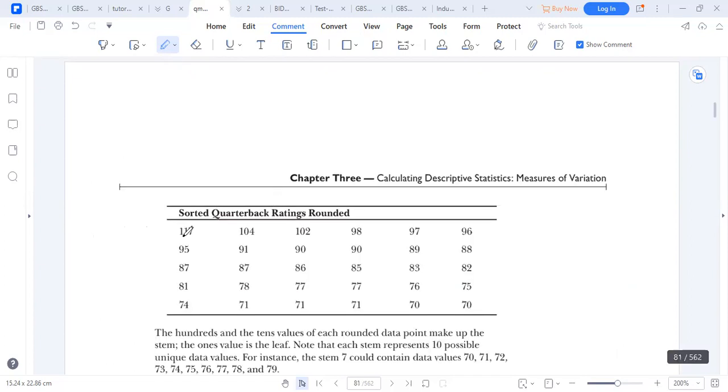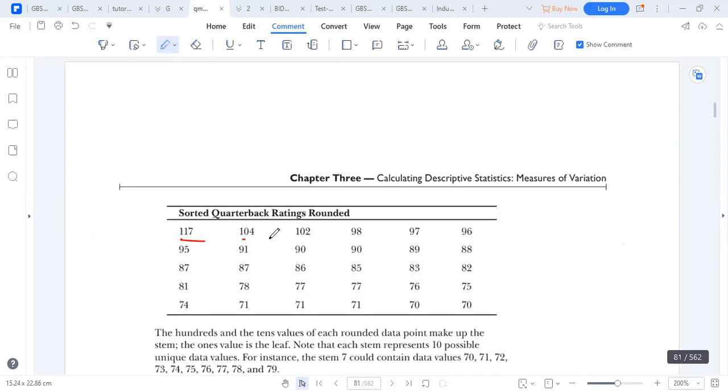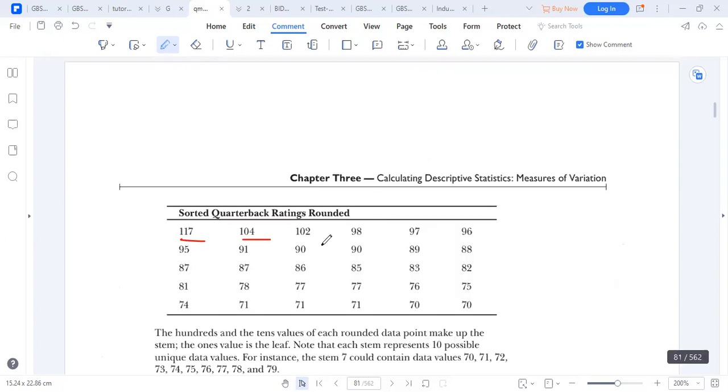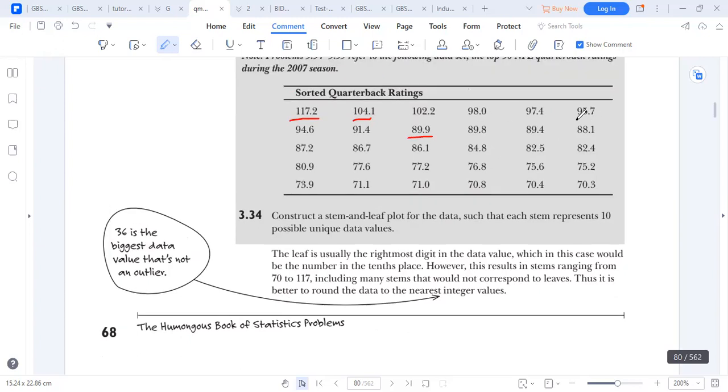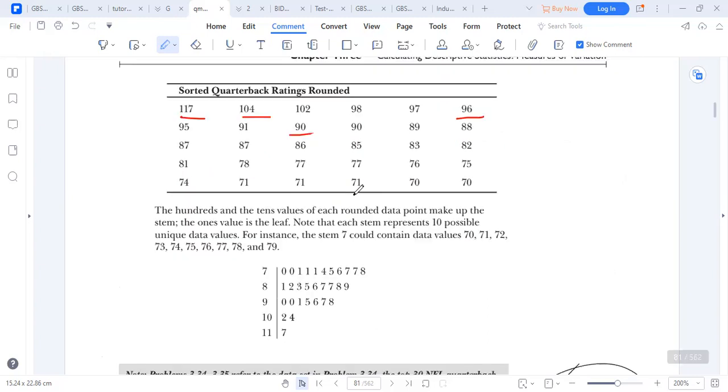117.2 becomes 117, leave it as it is. This is 104, we leave it here. But if you have 89.9, it becomes 90, you round up. So we don't deal with decimals, all right? This 95.7 is 96. So round them up, then you can now do the stem and leaf diagram. So this is 117. Start from the smallest, maybe 70, 70, 70, 70, 71, 71, and you do the stem and leaf diagram as it is.